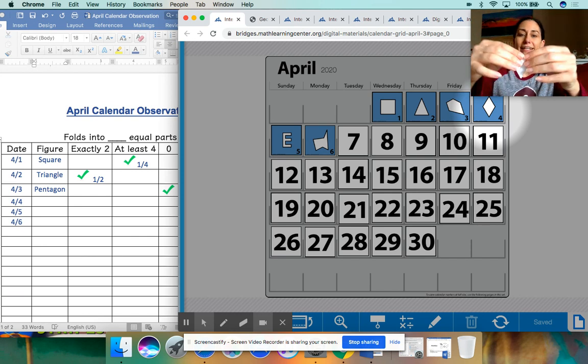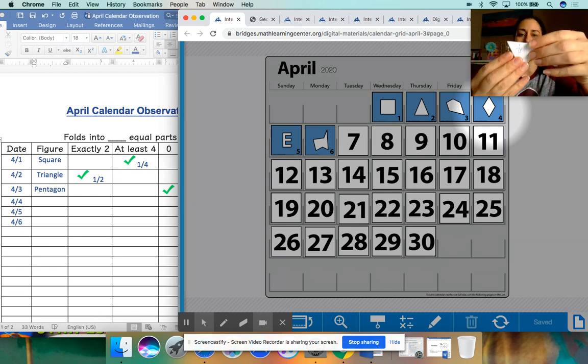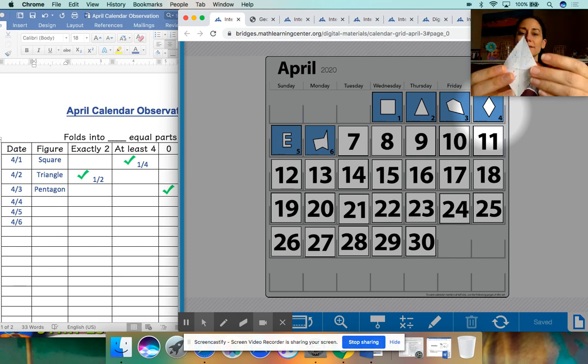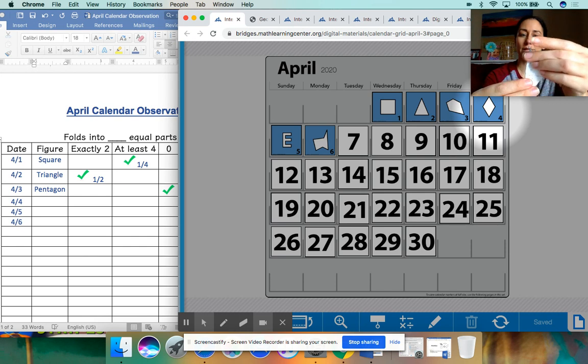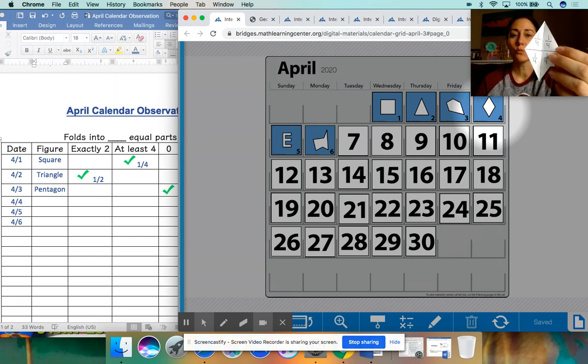We can fold it another way. We can fold it in half from point to point, going down. And then we can also open it up, fold it in half the other way, sideways, point to point. And then when you open it up, it is cut into 4 equal parts. What I did was I traced the lines with my pen or marker, and I wrote 1/4 on each of those pieces because each piece is 1 equal part out of 4 parts.